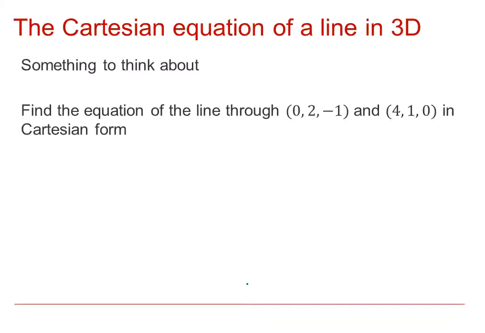So something for you to think about. If we were finding the equation of the line through (0, 2, -1) and (4, 1, 0), and we wanted the answer in Cartesian form, you may want to pause the video at this point and think about that. My advice would be to go for the vector form first. So get it into the form r equals position vector plus lambda times direction vector, and then convert that into the required Cartesian form.